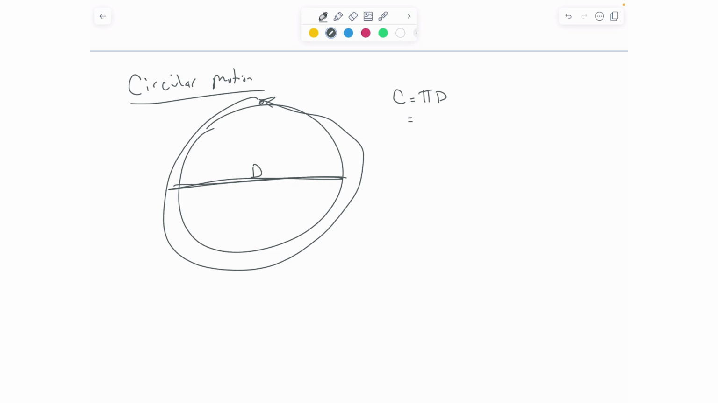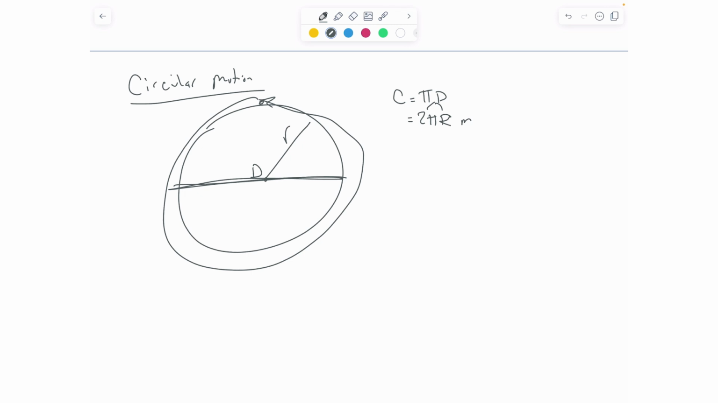But you could change d into 2r, so the circumference is 2 pi r, okay? This is your radius. I'm saying d just got decomposed into 2 and r, and then pi we left alone. So c is the total distance in meters.